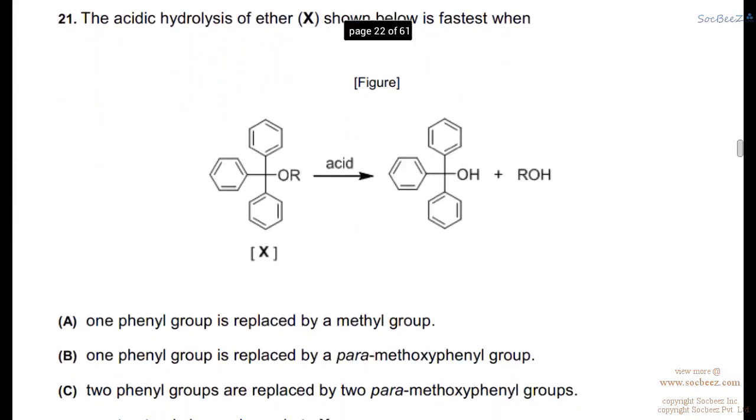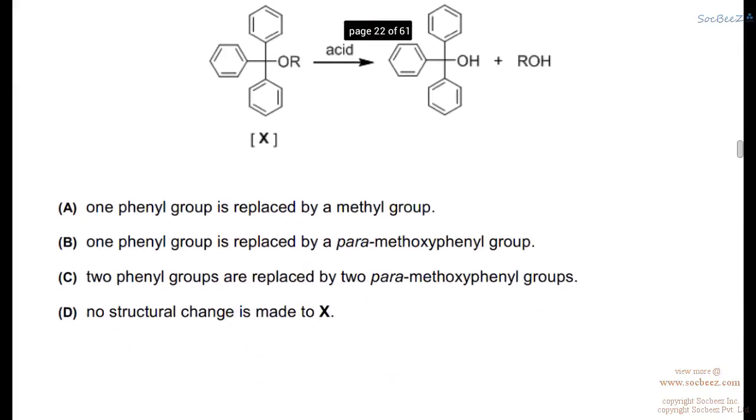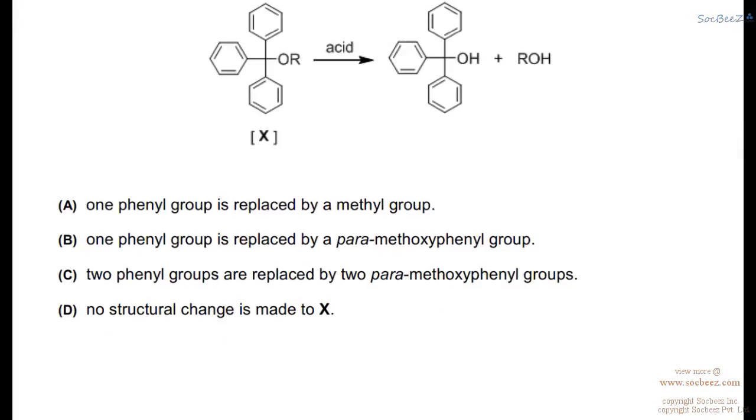The first question says the acidic hydrolysis of ether X shown below is fastest when one phenyl group is replaced by a methyl group, one phenyl group is replaced by a para-methoxyphenyl group, two phenyl groups are replaced by two para-methoxyphenyl groups, no structural change is made to X. Well, the correct option here is option C.